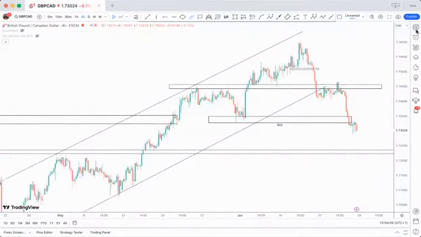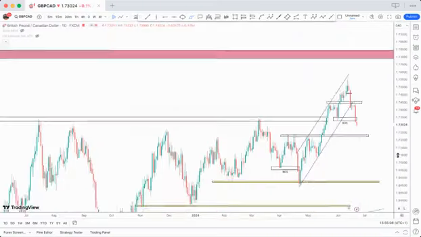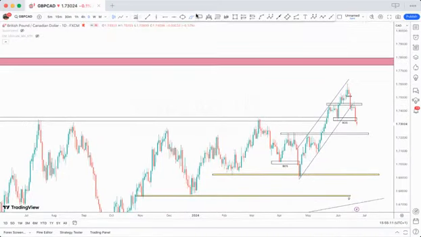Okay, so here on GBP CAD, you can see this is just as amazing as it is on GBP USD. You can see that here we had a very good uptrend. So let's go down to the daily time frame. Let's see. You can see that here we had a structural breakout right here.